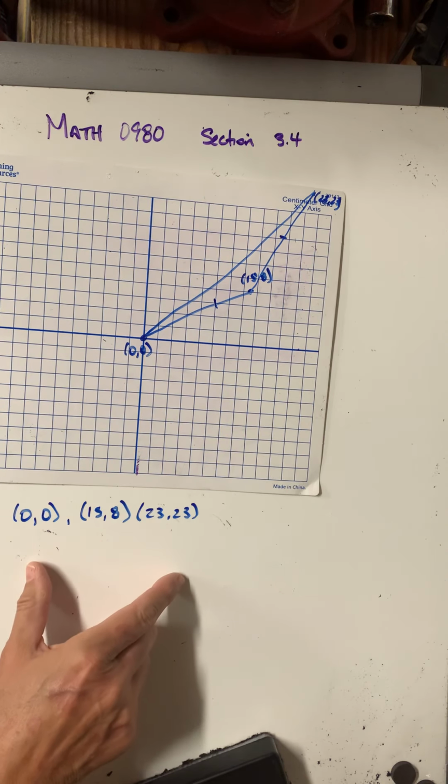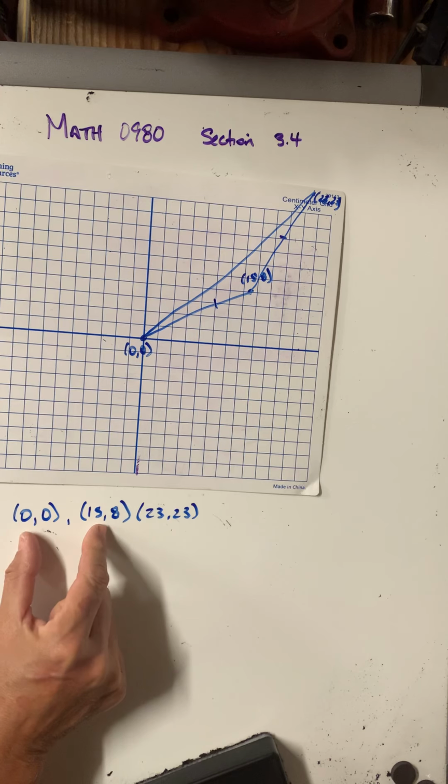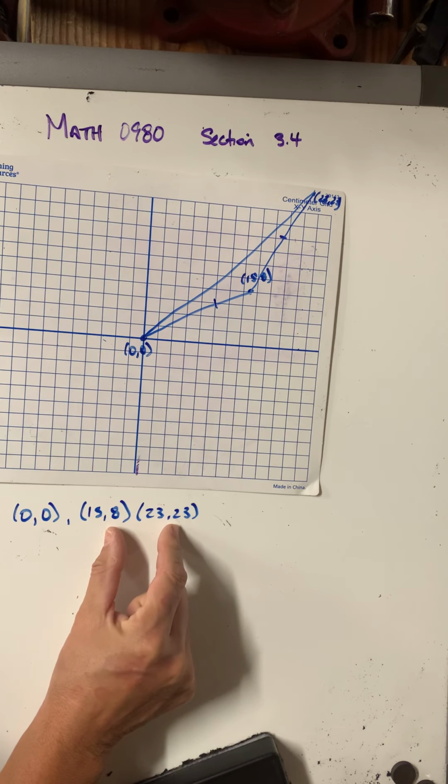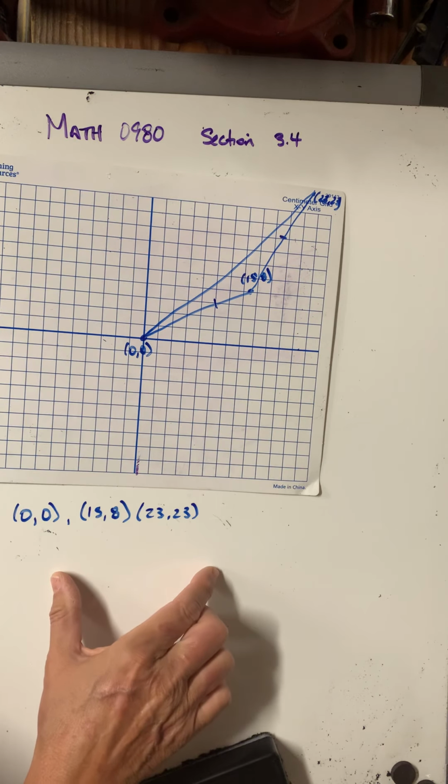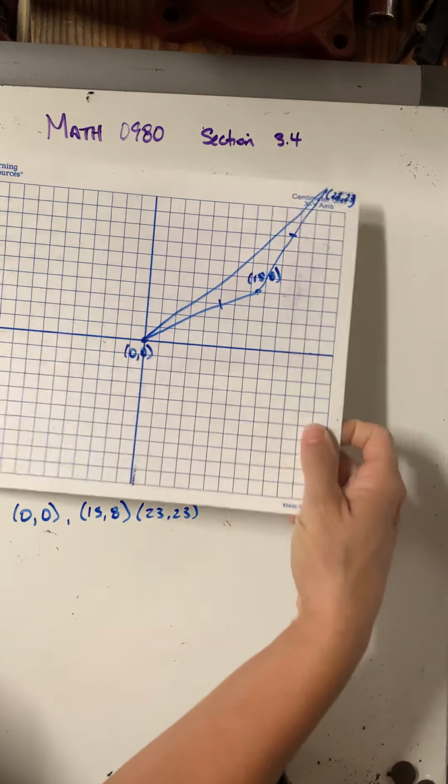So it becomes two problems in one. So you're going to do the distance between these two and the distance between those two. And if they are the same, then you would say, yes, that is an isosceles triangle.